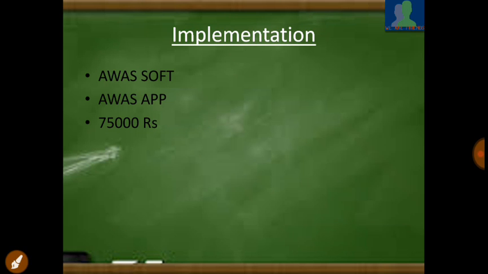This scheme has various stakeholders. The important ones are Panchayati Raj institutions, the central government, the state government, private infrastructure companies, and community-based organizations. Now they need a common platform where they can discuss information and coordinate with each other. For this purpose, software is developed, which is known as AwaasSoft. And another is the AwaasApp. This app is created to monitor the implementation of the scheme.